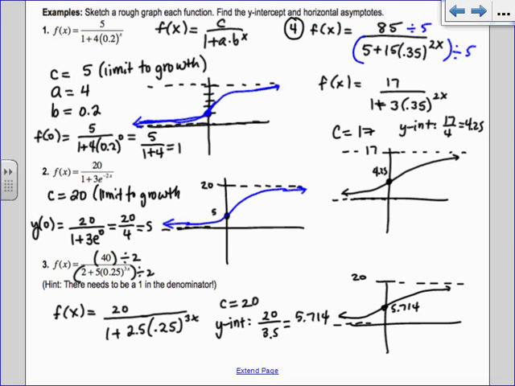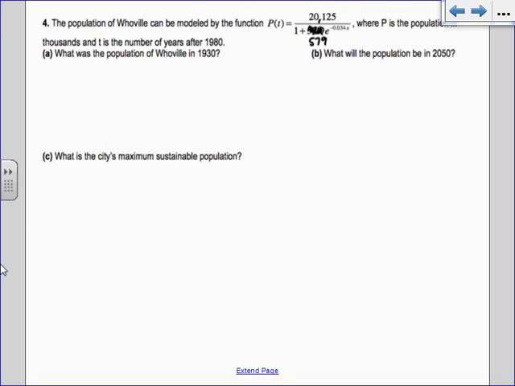It's a long time. All right, so the last thing is the one about Whoville. So I had you guys edit the numbers: 20,125. Don't make it a decimal, make it a comma. And then 1 plus 579 e to the negative 0.034 x. That should be a t, I guess. T. All right, so what was the population of Whoville in, I made lots of errors, it should be 1980. I wanted the starting amount.